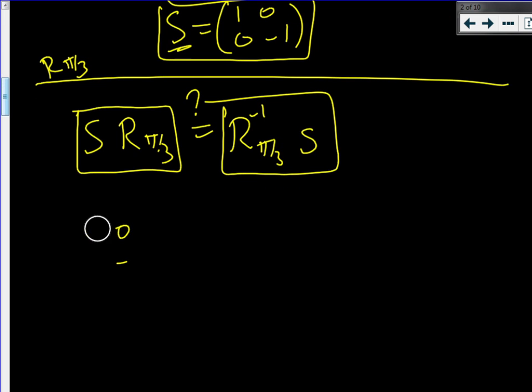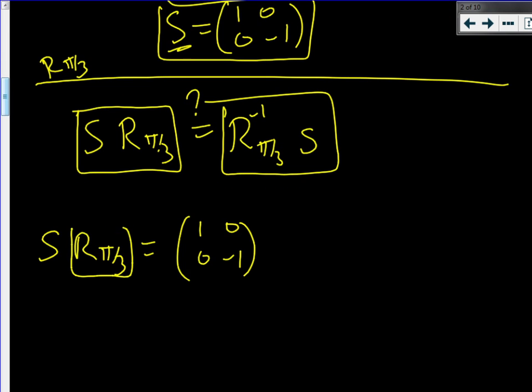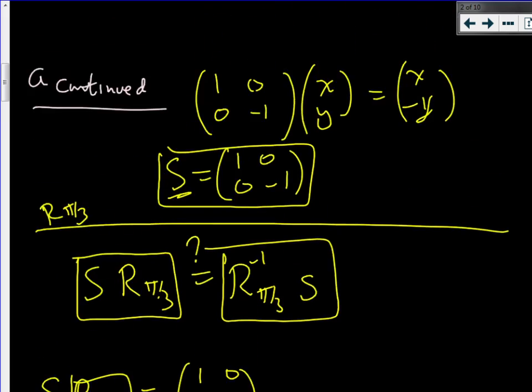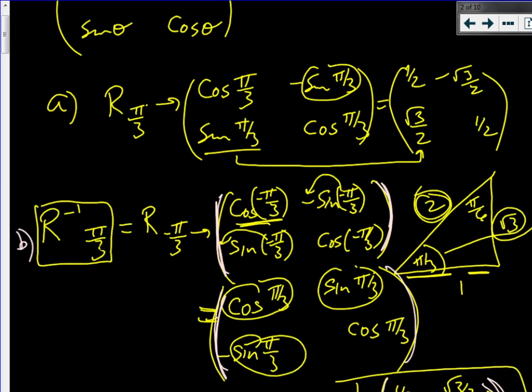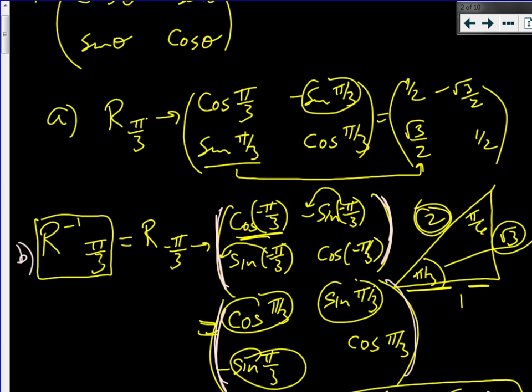Let's write down what we're doing first. S R pi over 3. Well, this here is S, and now I need to multiply it by that matrix. Well, let us go up and find that matrix. R pi over 3. Okay, R pi over 3 is this matrix right here. Let's see if we can just copy this.